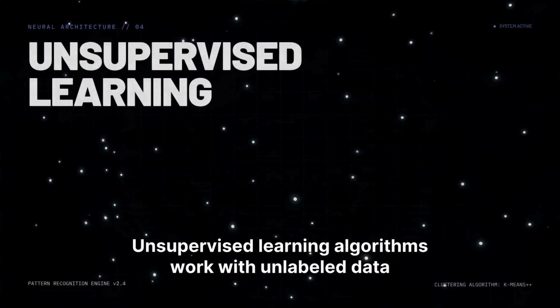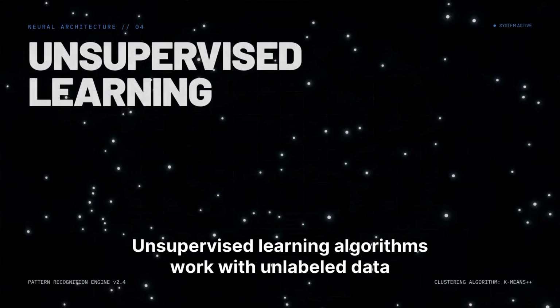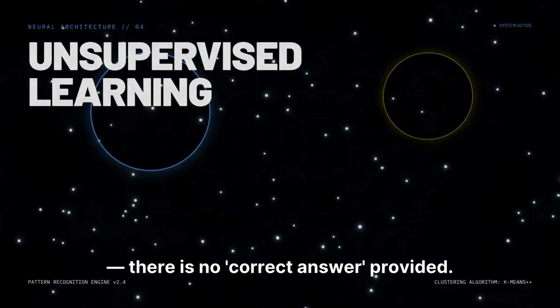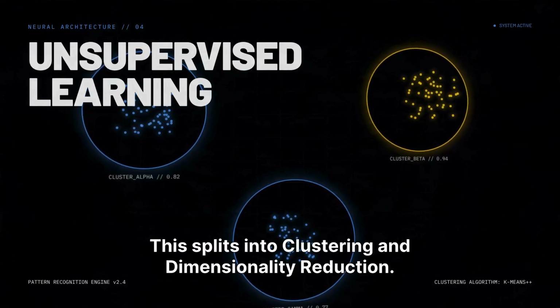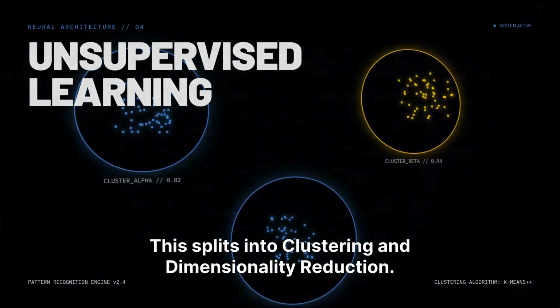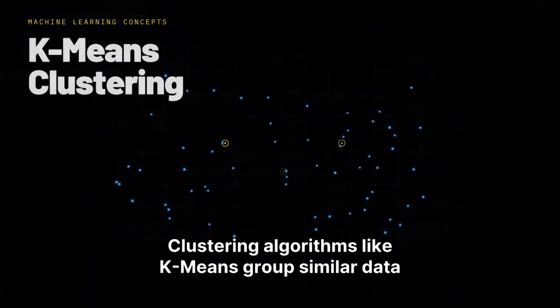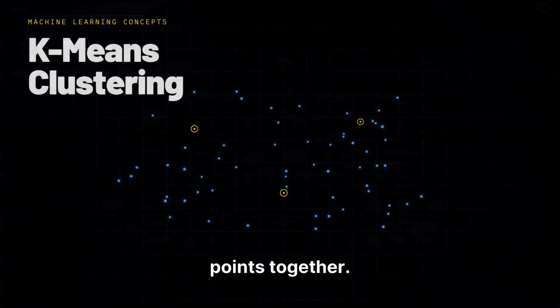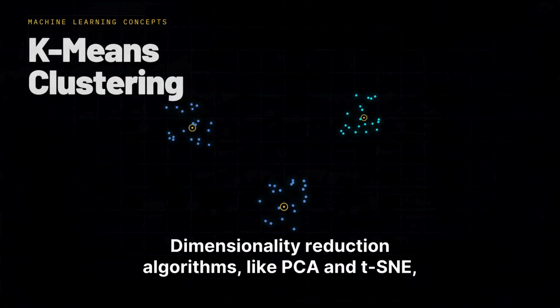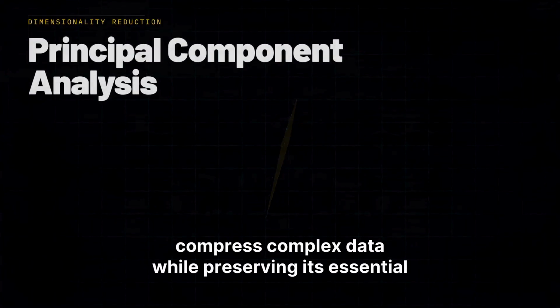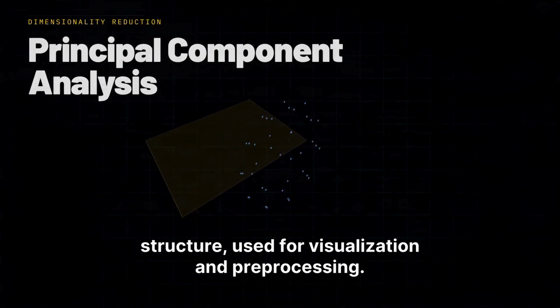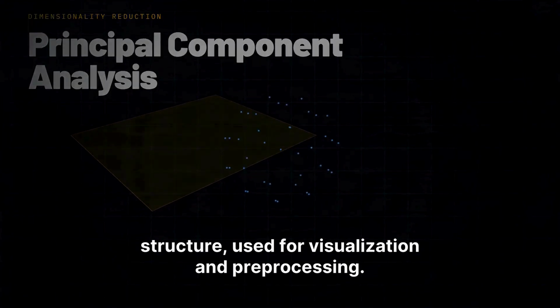Unsupervised learning algorithms work with unlabeled data. There is no correct answer provided. Instead, the algorithm must find structure and patterns on its own. This splits into clustering and dimensionality reduction. Clustering algorithms like K-means group similar data points together. Dimensionality reduction algorithms like PCA and t-SNE compress complex data while preserving its essential structure, used for visualization and preprocessing.